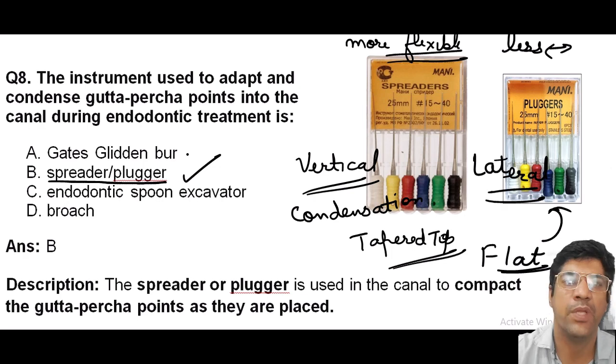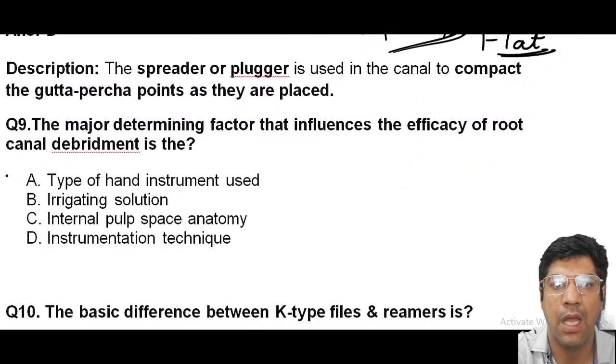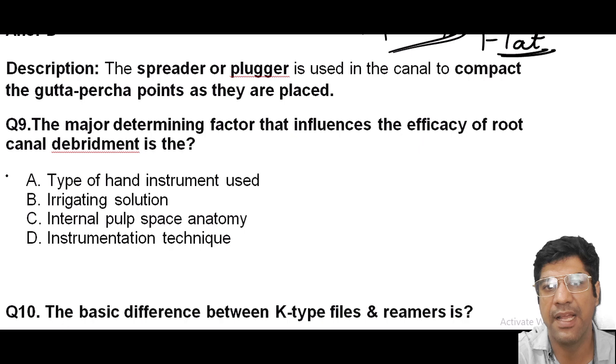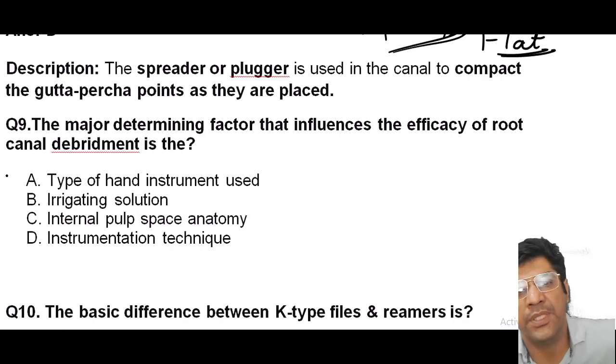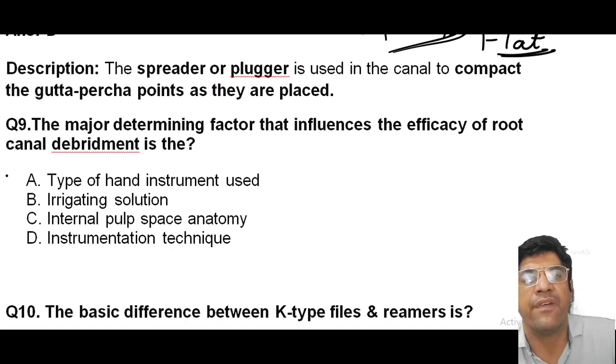Let us move to the next question. The major determining factor that influences the efficacy of root canal debridement is the internal space anatomy. So let us discuss all the options one by one. The first option is type of hand instrument.